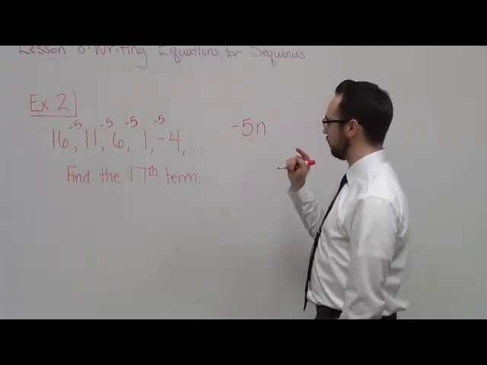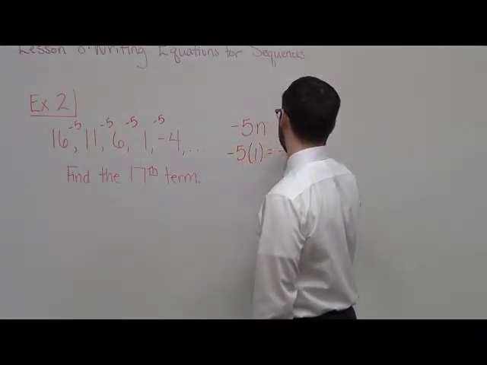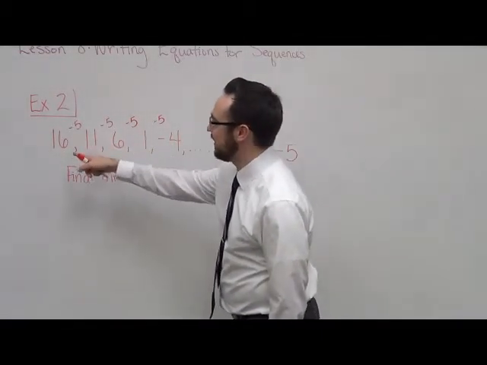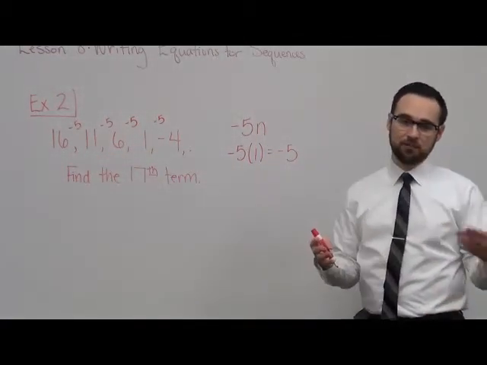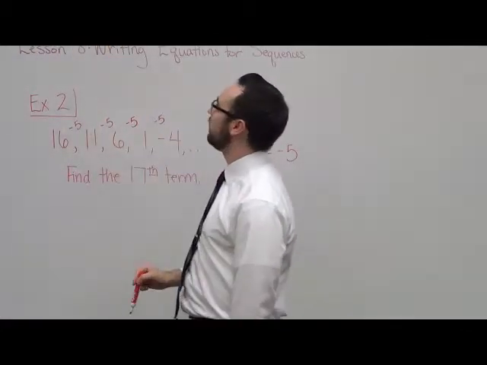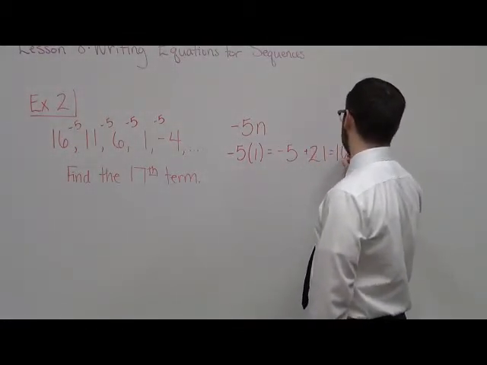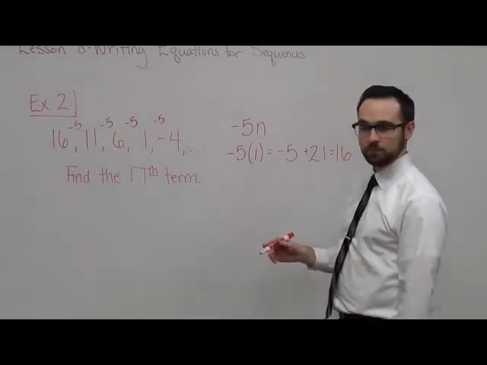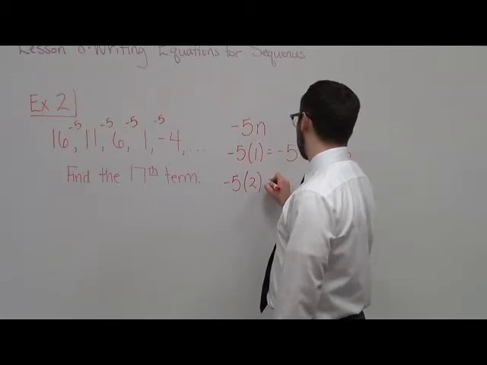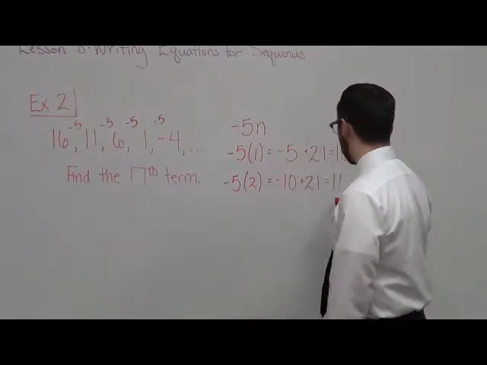Now, if I plug in a 1, -5 times 1 is -5. But I want it to be 16. What's the difference there to get from -5? If I want to go all the way from -5 up to 16, I have to add 21 to that to get to 16. If I look at the next one, -5 times 2, that would be -10. Again, plus 21 will get me to that positive 11.